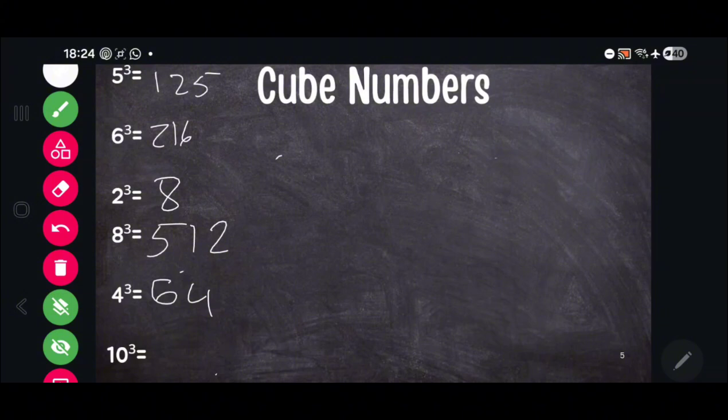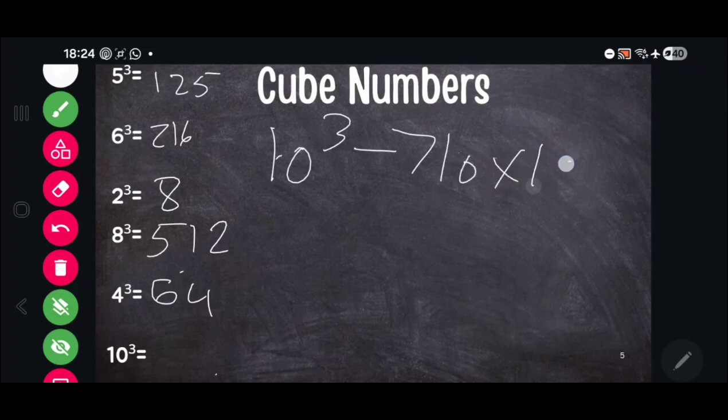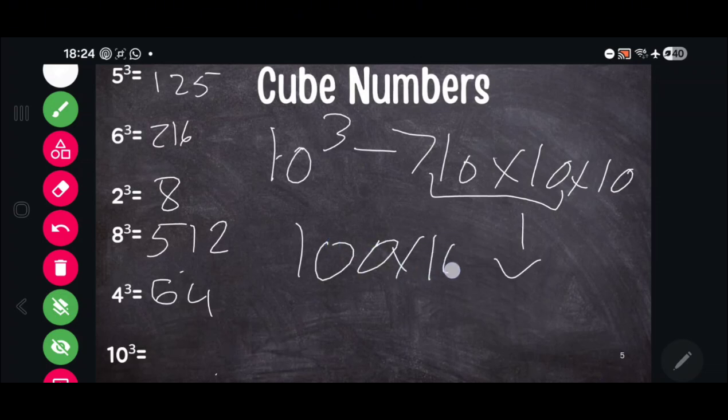So let's do our last question, which once more involves a 10. So 10 to the power of 3, which we can write as 10 times by 10 times by 10. And if we remember what our square was, this is our square. We got 100, and we can just times that by 10, and that would equal 1,000, which would be our answer.